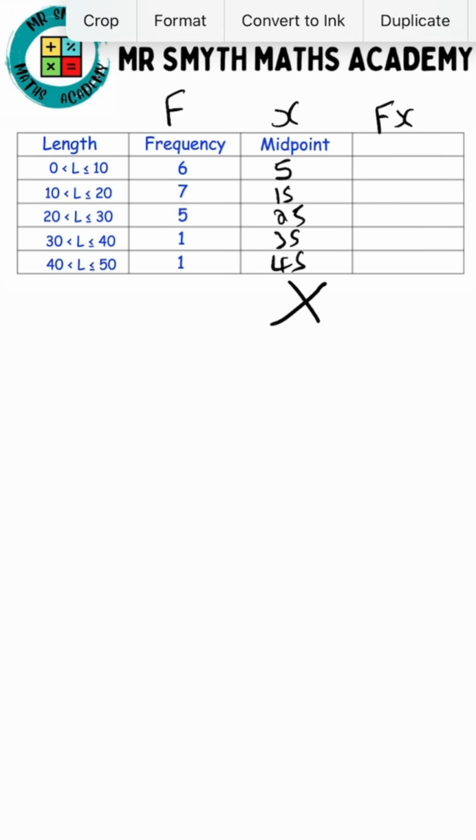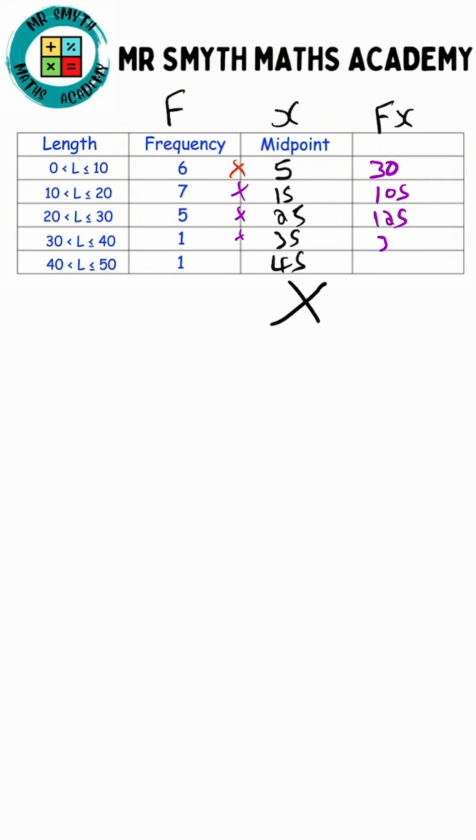So what we do here then is for the FX column, I'm going to be multiplying the frequency by the midpoint. The reason why we do this is because I'm trying to figure out an estimated total per the class width. So we've got 6 times 5 there, so we get 30. 7 times 15, that's going to give us 105. We've got 5 times 25, which is 125. Okay, let's put those in. 1 times 35 is 35, and then this gives us 45.